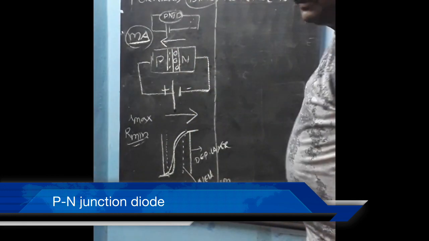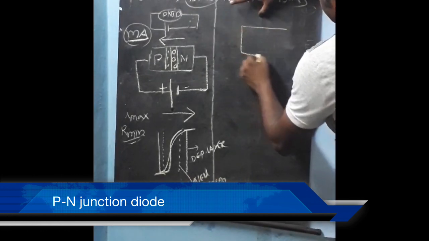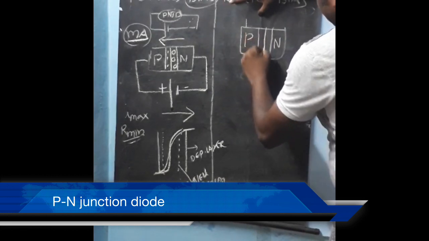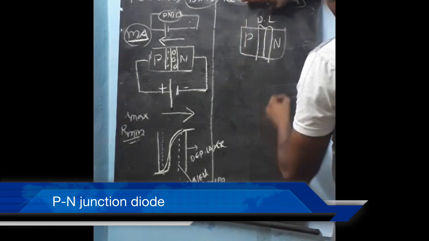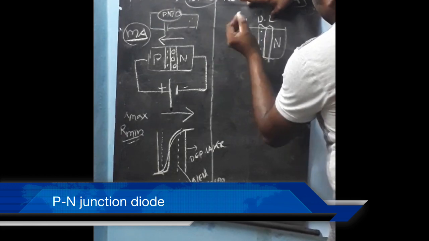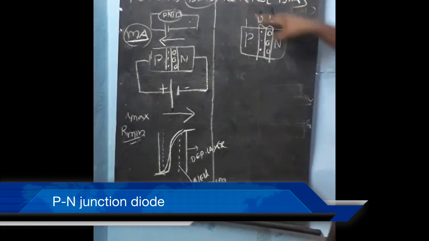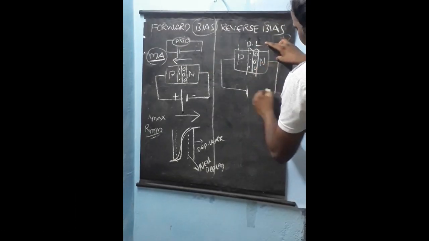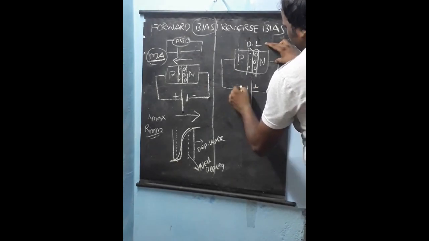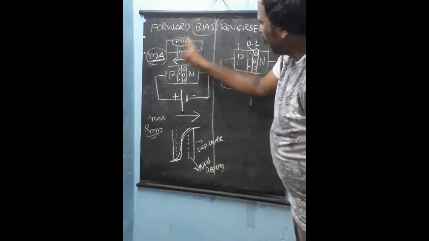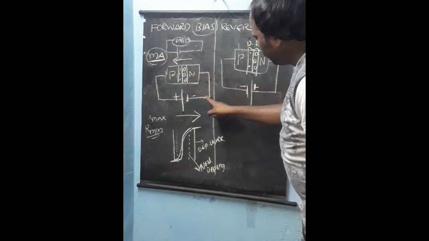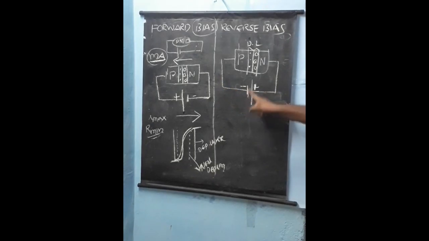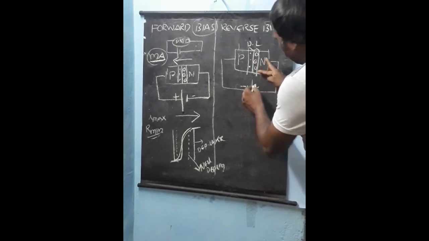In reverse bias, this is a PN junction diode, this is P, this is N, this is the depletion layer. Here electrons reside, here holes are present. This P is connected to the negative terminal and this N is connected to the positive terminal of the battery. In forward bias, P to positive and N to negative. In reverse bias, P is connected to the negative terminal of the battery and N is connected to the positive terminal of the battery.